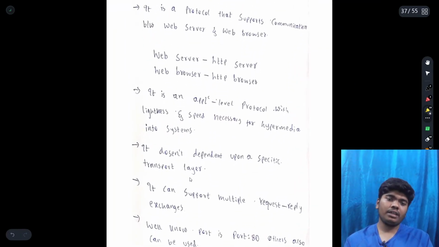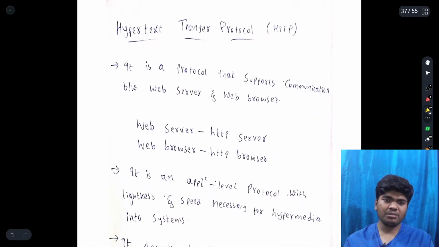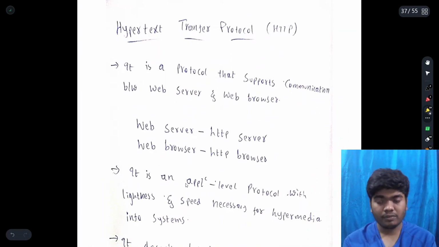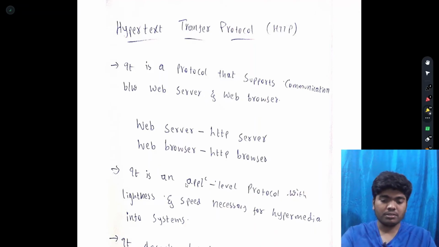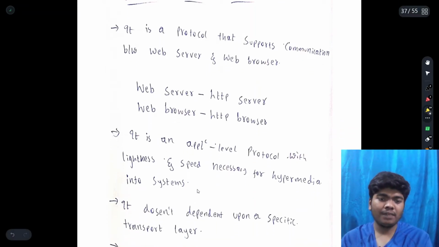So now let us discuss HTTP. We might have heard this before, right? This is a very basic thing which we can see in our internet browser. Hypertext transfer protocol is a protocol that supports the communication between the web server and the web browser. So, HTTP server, HTTP browser. It is an application level protocol with the lightness and speed necessary for hypermedia information systems.